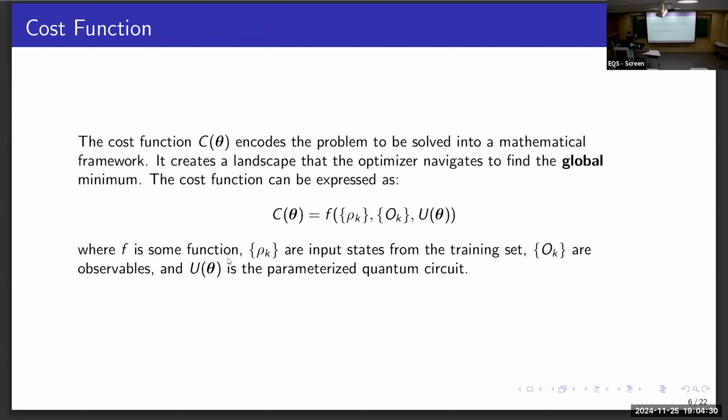And we introduce the cost function. The cost function C encodes the problem to be solved in a mathematical framework. We need to find the global minimum of the cost function. Cost functions can be expressed as the equations below. This is a generalized form, where f is some function, rho k are input states from the training set, O k are observables, and U is the parameterized quantum circuit.